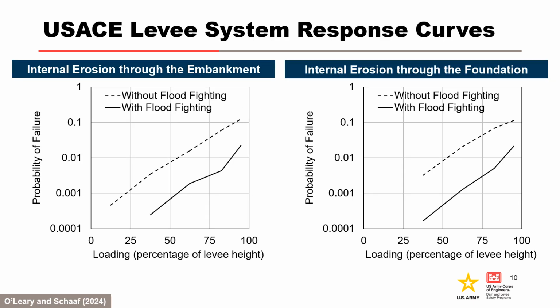Based on the USACE levee data reviewed so far, these failure rates were established for internal erosion PFMs with and without flood fighting as a function of levee height. For internal erosion through the embankment, the failure rate at a loading of 95% of the levee height is about 2% with flood fighting and 12% without flood fighting. For internal erosion through the foundation, the failure rates are about the same. And for both locations, the difference between failure rates with and without flood fighting is about 1 order of magnitude.